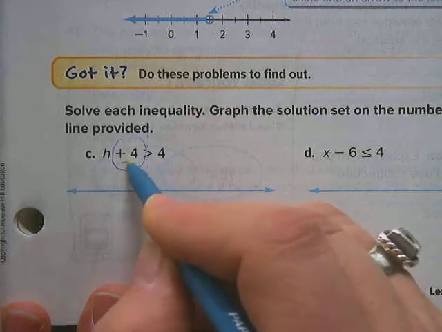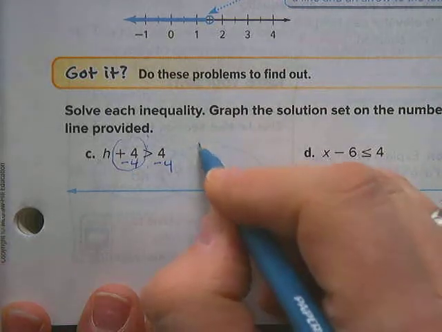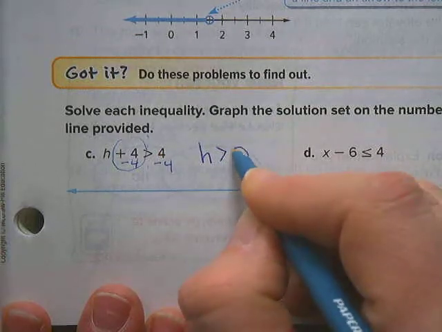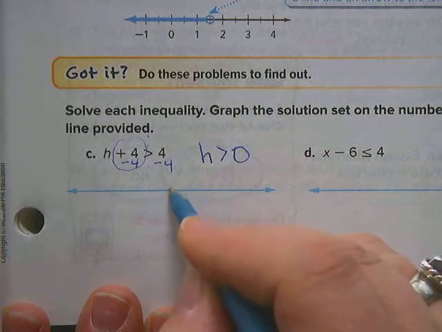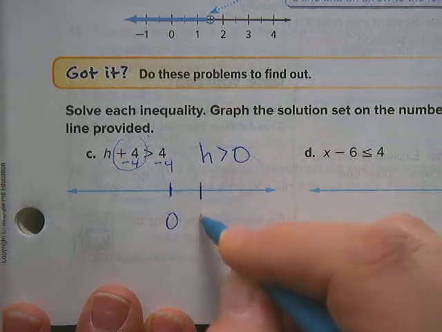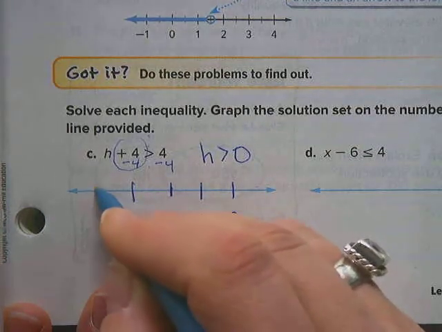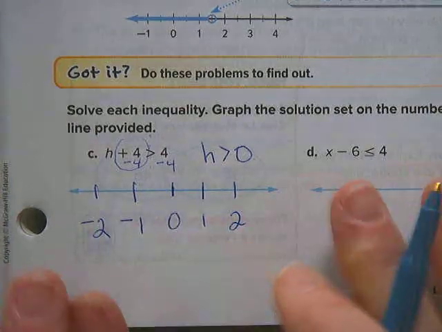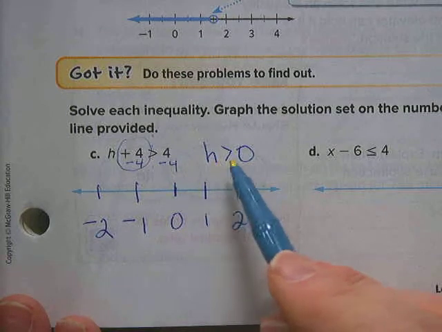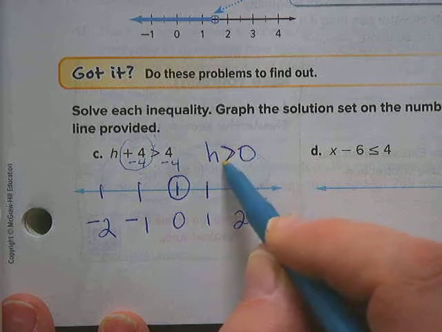So I'm going to do this one for you. To solve this inequality, we are going to get rid of adding 4 by subtracting 4. And we're left with h is greater than 4 minus 4, which is 0. I talked about this yesterday. When you graph an inequality, you want to put your target number in the middle. You want to put at least one number above and at least one number below. Now it's okay to put more, but all you really need is one above and one below.